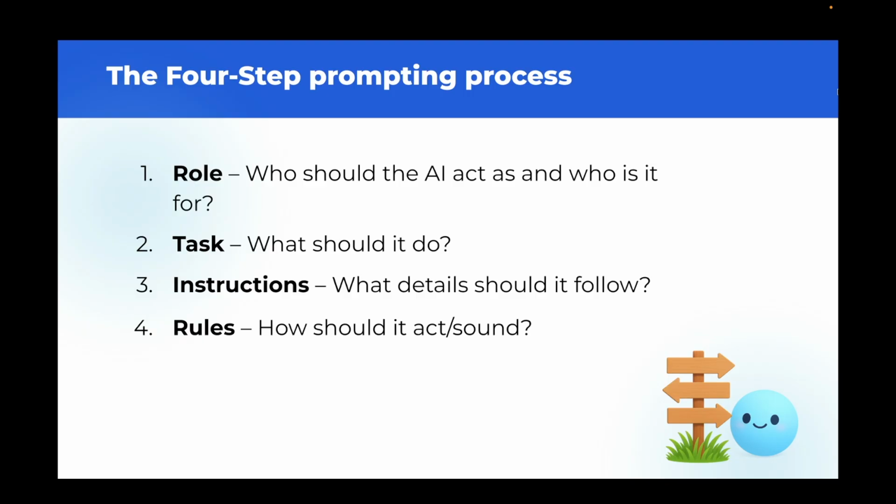Second piece is the task. What do you want the AI to actually do? Third piece is those more specific details, the instructions. What kind of steps should it go through in this task? And then the rules. Are there any do's or don'ts? Don't write it for the students. Don't give spelling or grammar suggestions, or do give spelling and grammar suggestions. Do provide scaffolds.